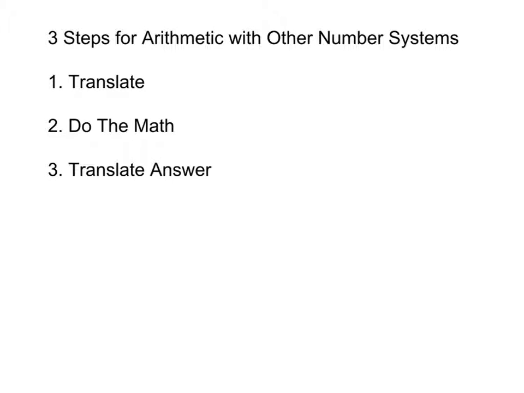So basically, when we're doing arithmetic, there are 3 steps you need to know, and it's really easy. First thing you do, you translate the numbers, find out what they mean. You're going to do the math, and then translate the answers.